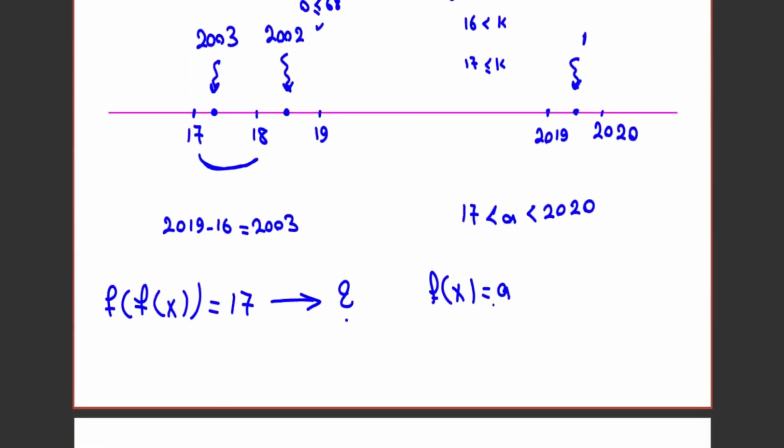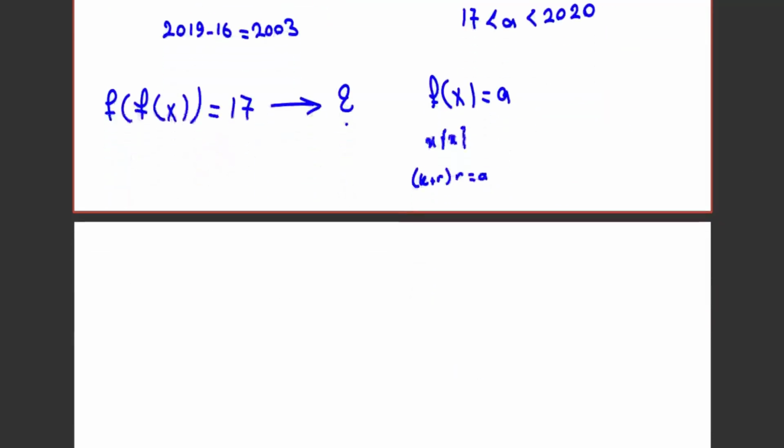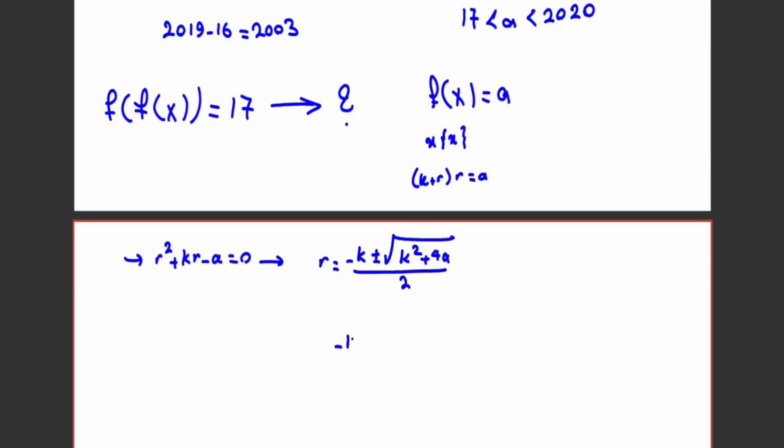So let's check together quickly. F of x again is x times this part. It is k plus r times r equals a, right? So r squared plus kr minus a equals 0. So r is negative k plus minus square root of k squared plus 4a over 2, right? Again, we should select plus because it should be greater than or equal 0, and less than 1.